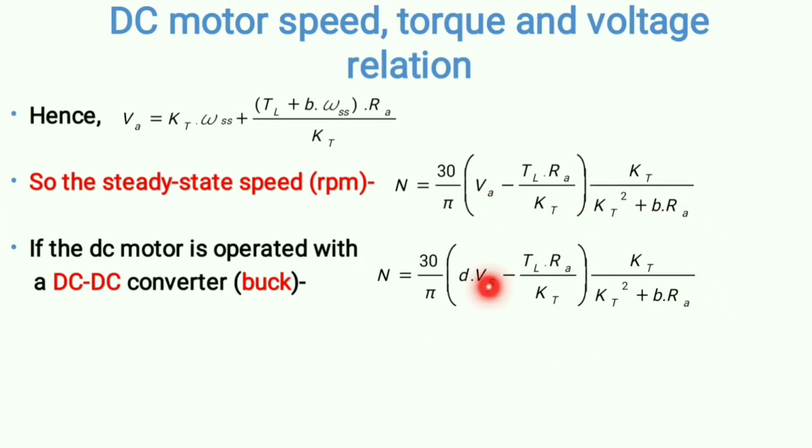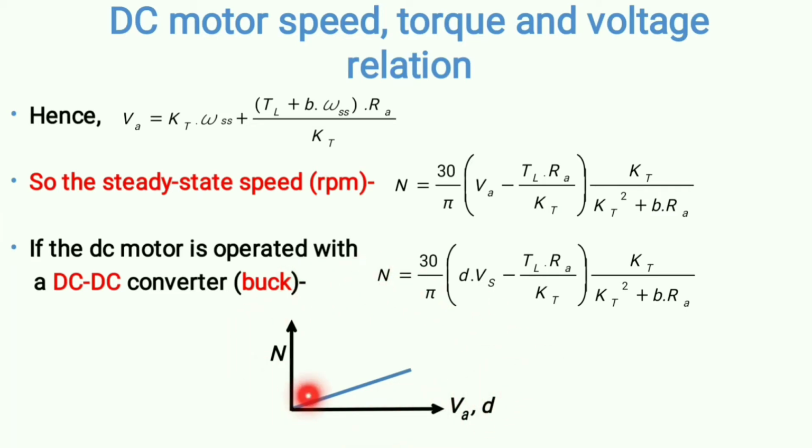Okay, so now see what you get here. Now you get the relationship between speed and the duty ratio. That means from this expression you can easily find out what will be the corresponding speed for a particular duty ratio of your buck converter. Okay, so if you plot, you will get this kind of graph.